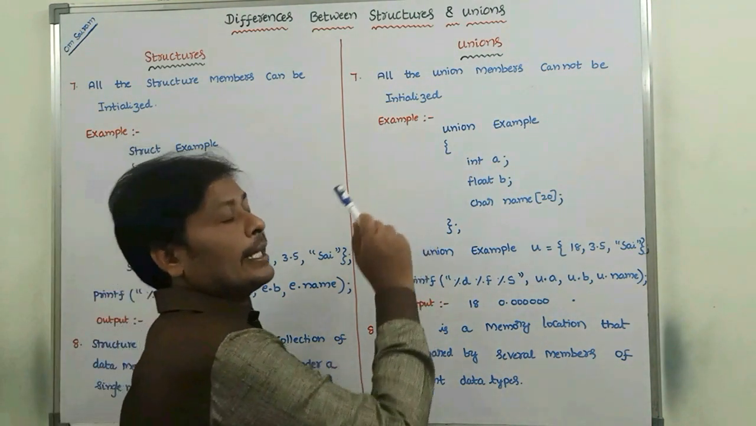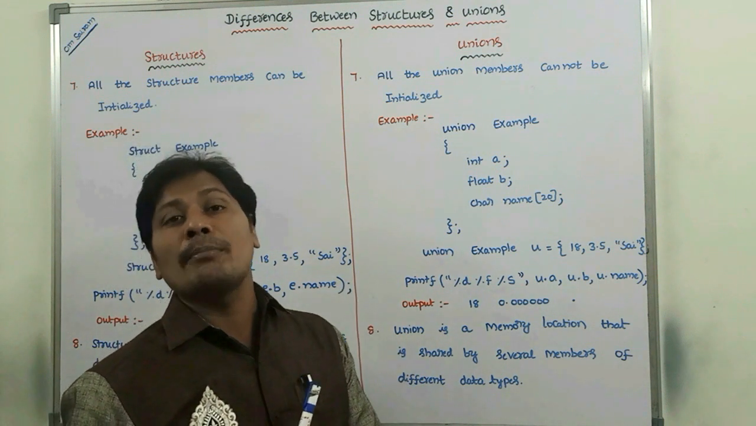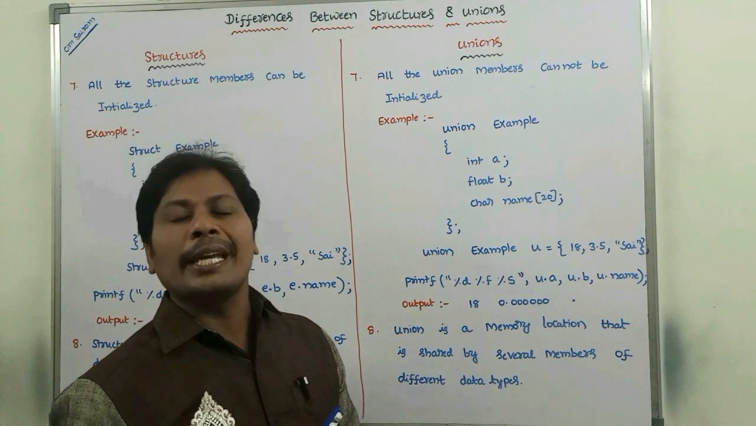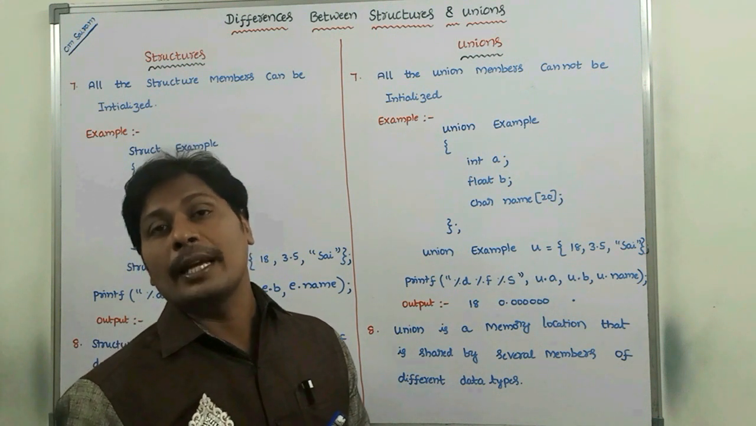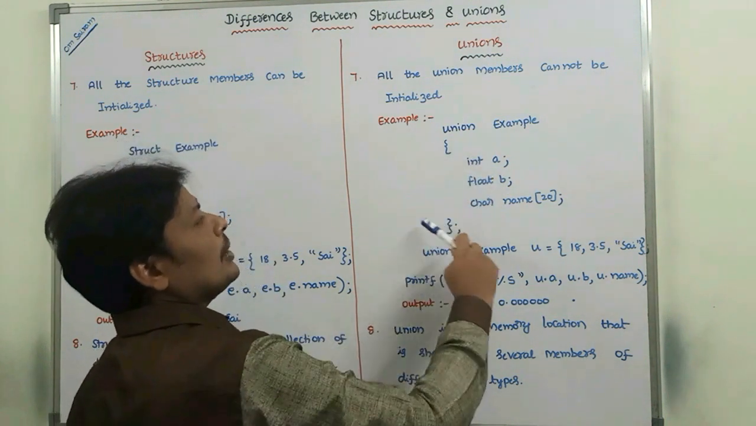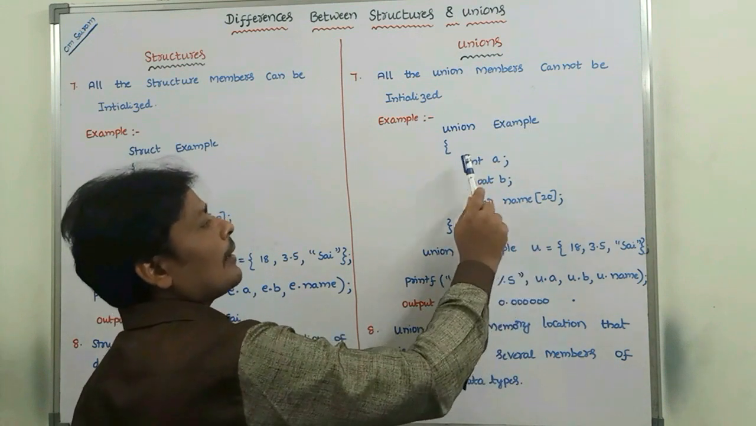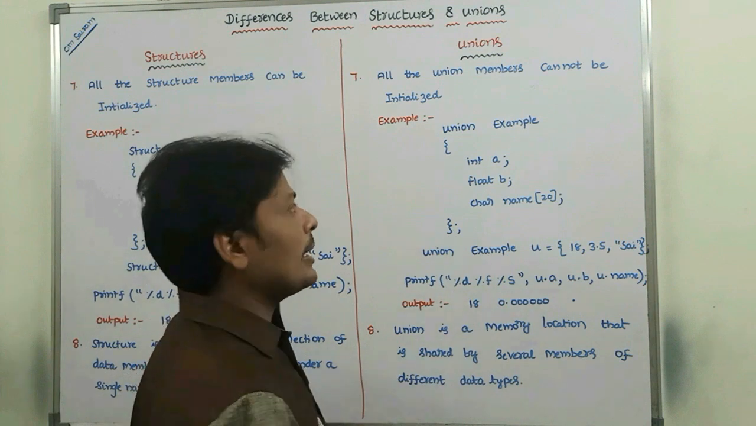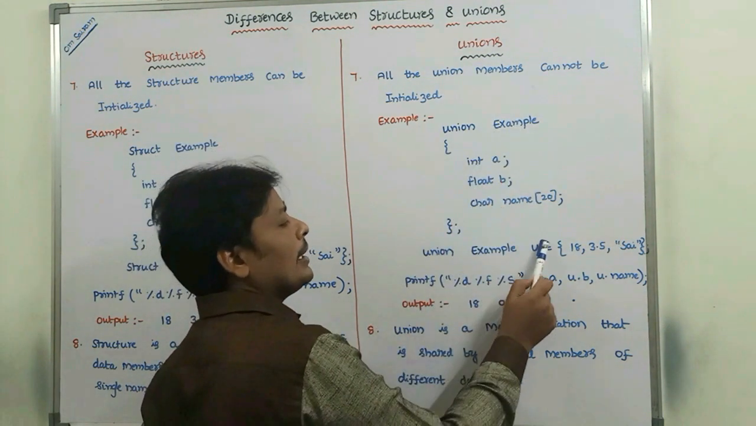Whereas in the case of union, all the union data members cannot be initialized. We can initialize only one value at a time in the case of union. So consider this union example. Its data members are int a, float b, char name[20]. We are creating the union variable for the example, u.